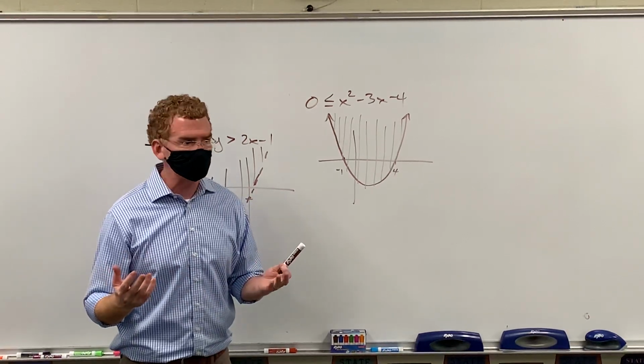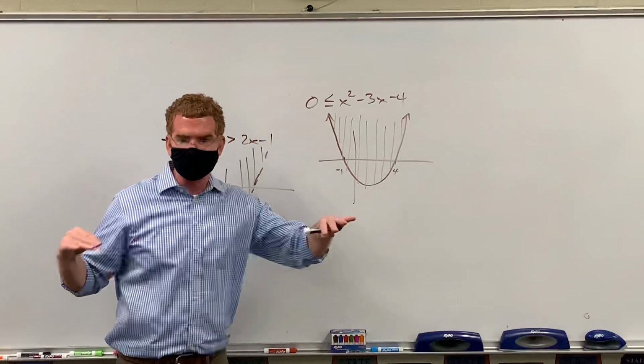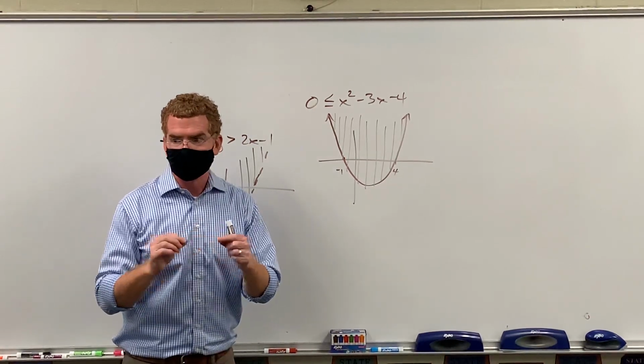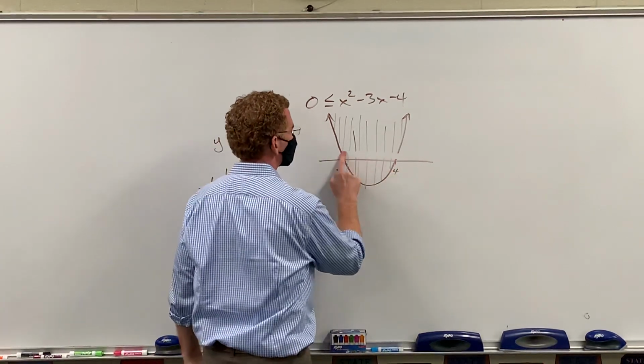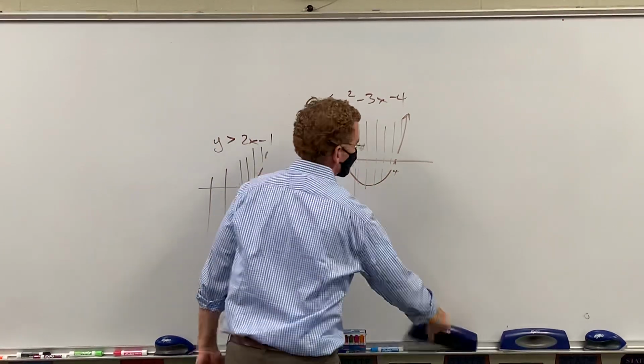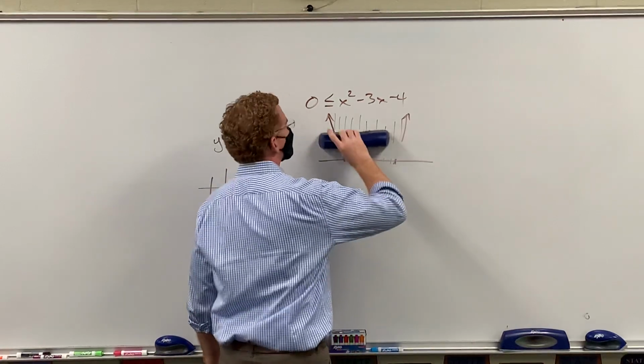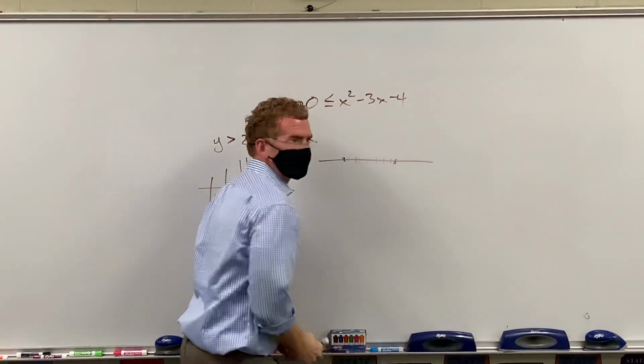How do I graph x's? X's and y's I graph on a plane. X's I graph on a line, a number line. So this becomes this. Becomes a number line.